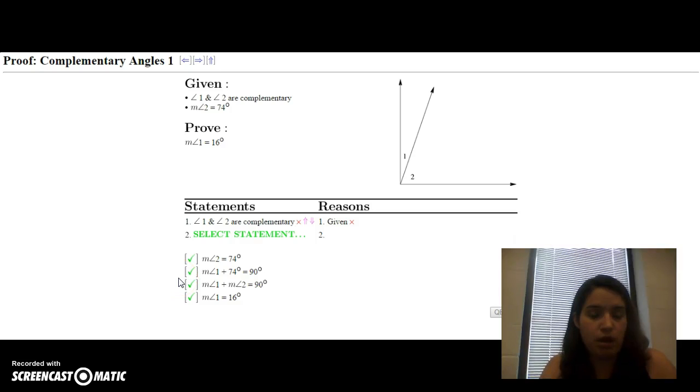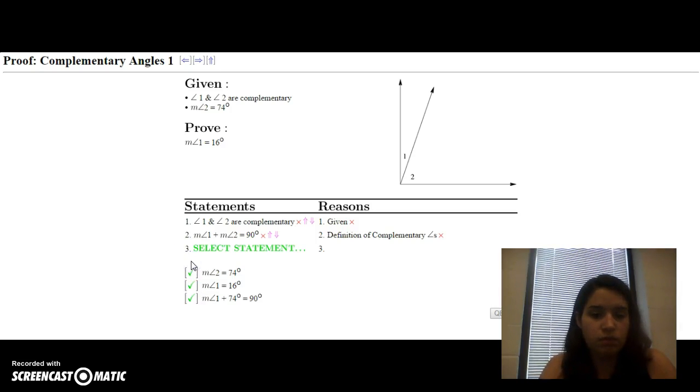So in this case, how I would go through is I see that angle 1 and angle 2 are complementary. What I know about complementary angles then is that their measures add up to be 90 degrees. The next statement I would utilize is the measure of angle 1 plus the measure of angle 2 equals 90 degrees. For my reasoning, I just utilize the definition of complementary angles.